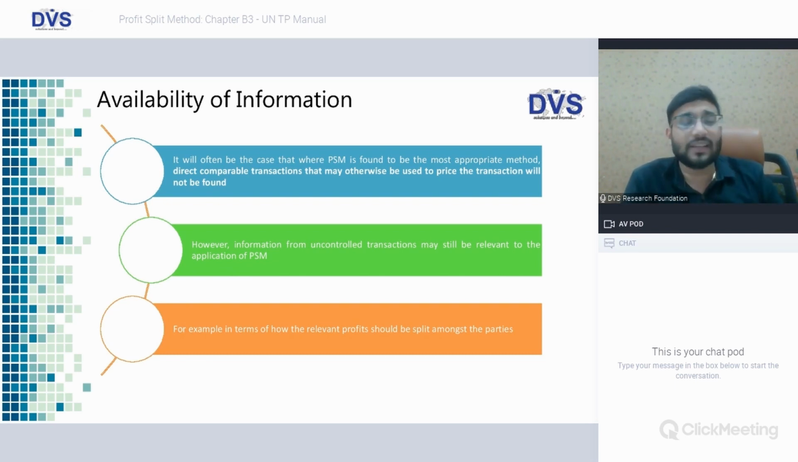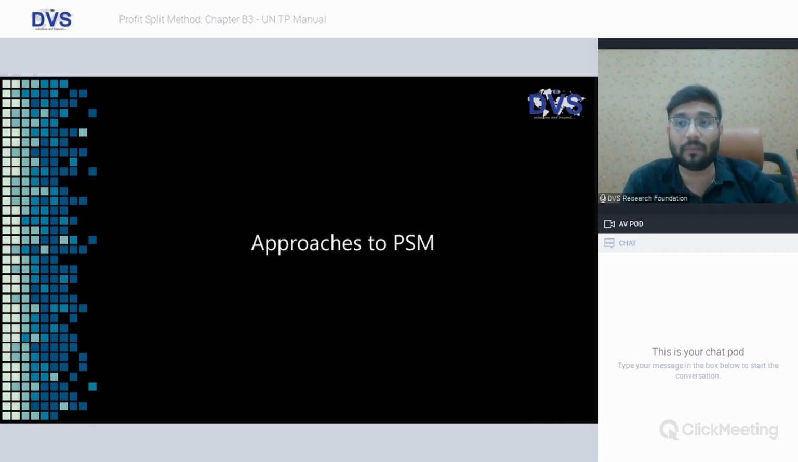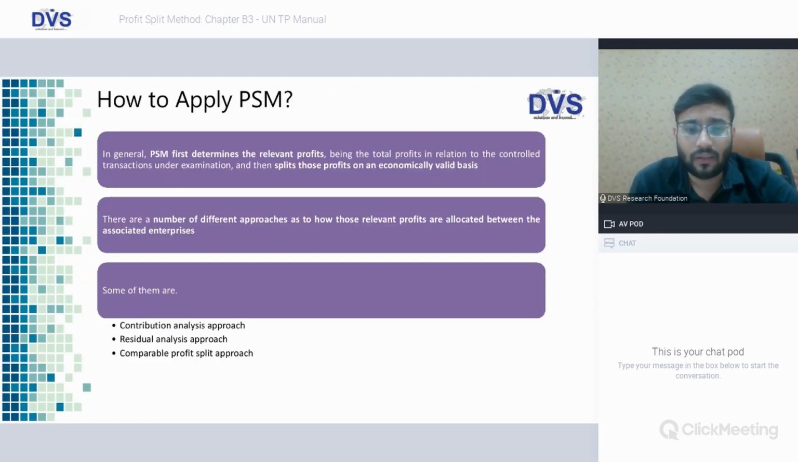There has to be some comparable information. I'm not saying comparable for using CUP method, but comparable information. There has to be a benchmark set. There has to be some history, or some instances where these kind of functions have been performed. What is the markup being added? So those informations become relevant, or I would say are paramount, to apply PSM.